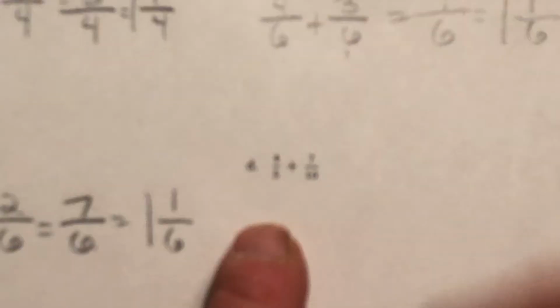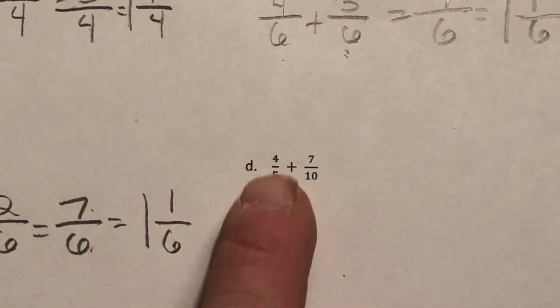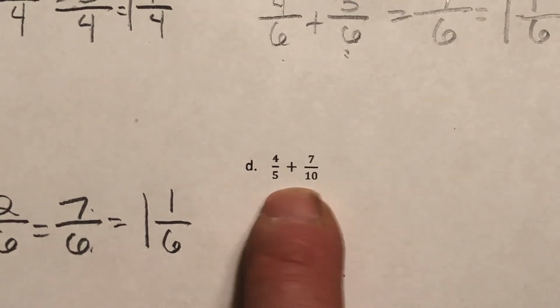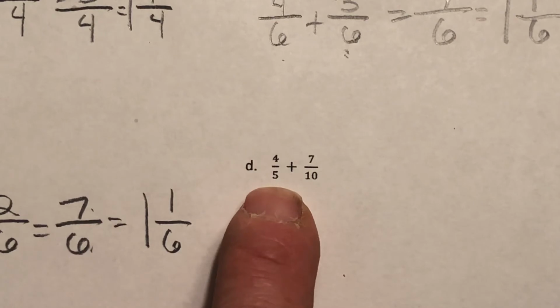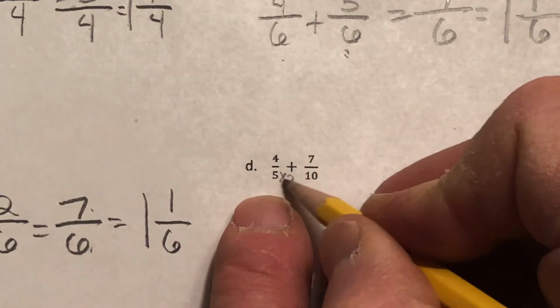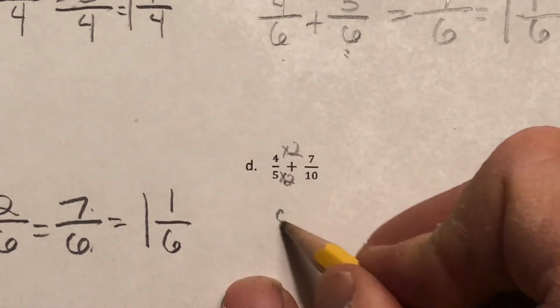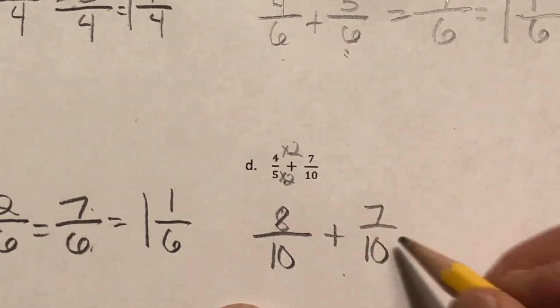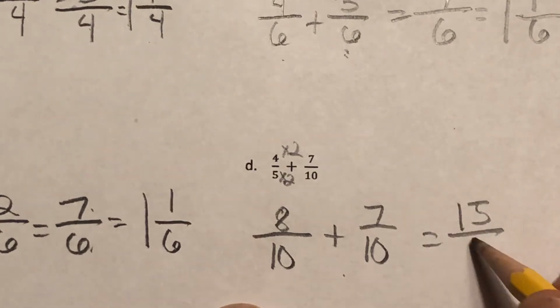And then here, 4/5 plus 7/10. All right, I see that fifths and tenths are different. I can't add those together. I must change one. I'm going to change my fifth into tenths by multiplying it by 2. So I end up with 8/10 plus 7/10. And that's going to equal 15/10.